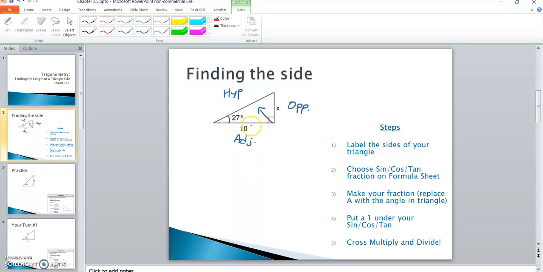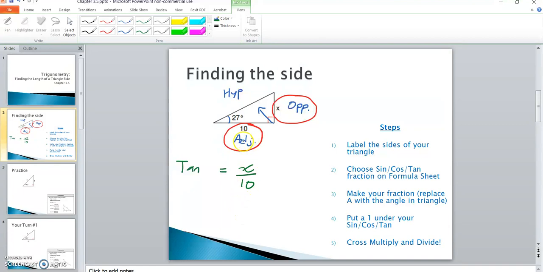Now you're going to circle the 10 and the adjacent, and you'll notice that there's not another number on the outside. However, there is an X, so I want you to circle that one as well. So we have the opposite and we have the adjacent. If we look on our formula sheet, you'll notice that we have tan A equals X over 10.